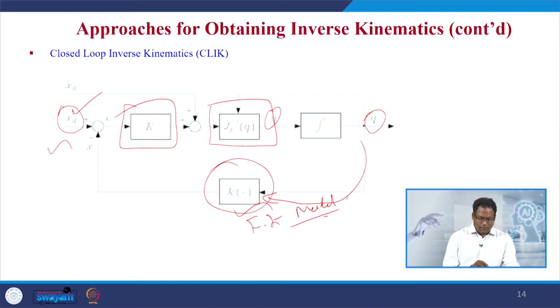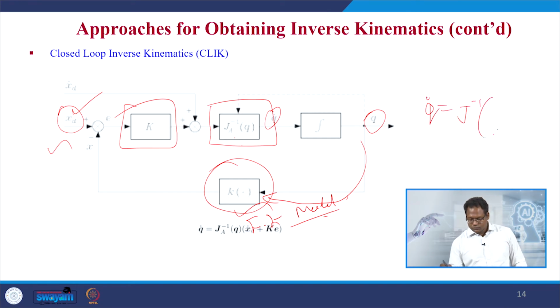So the control gain is multiplied by the error and then added to the term with the Jacobian inverse. So we can say that q dot equals J inverse into xd dot plus Kp into error.